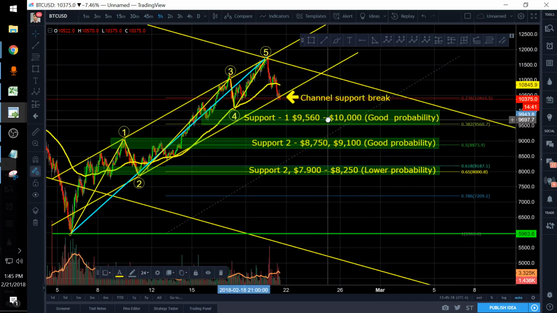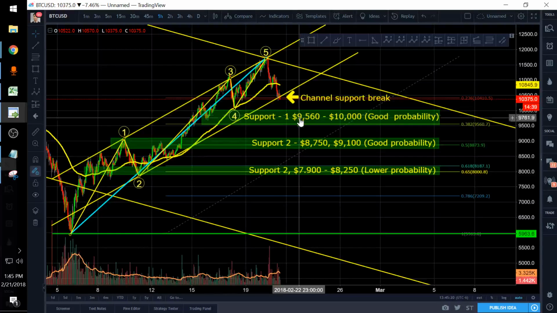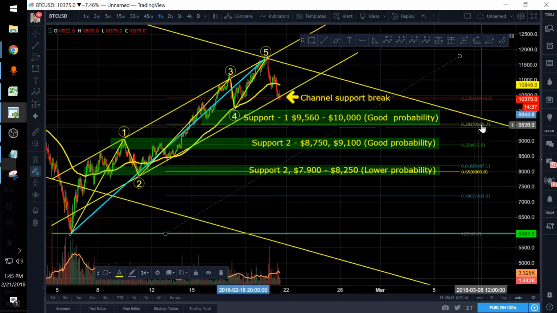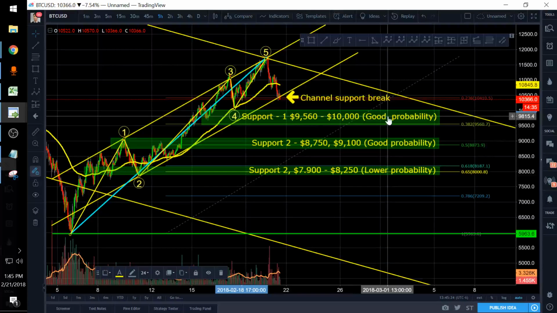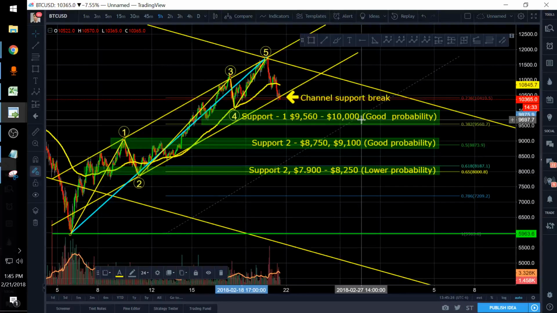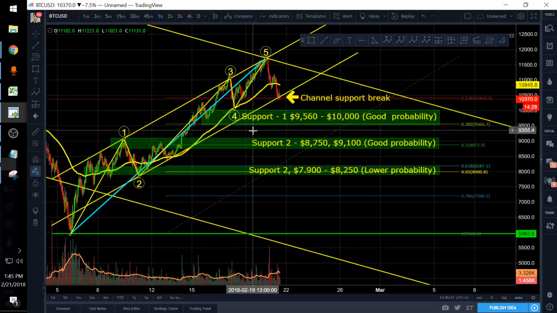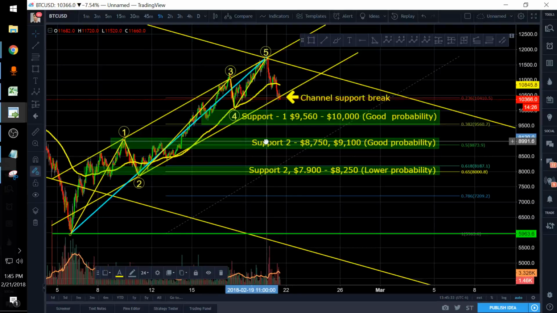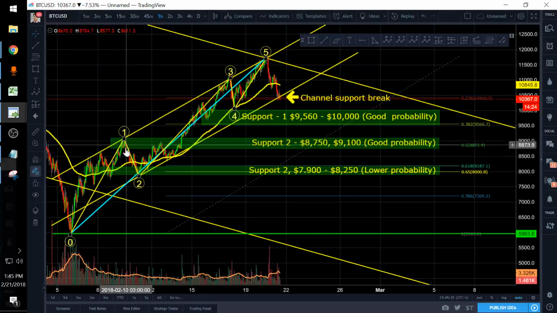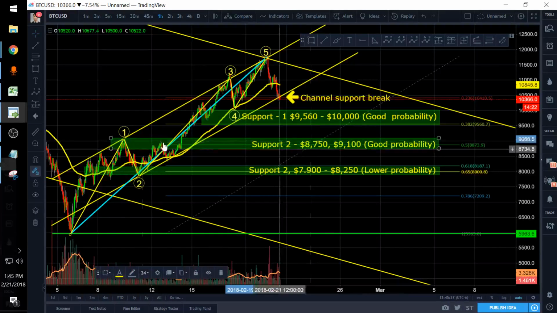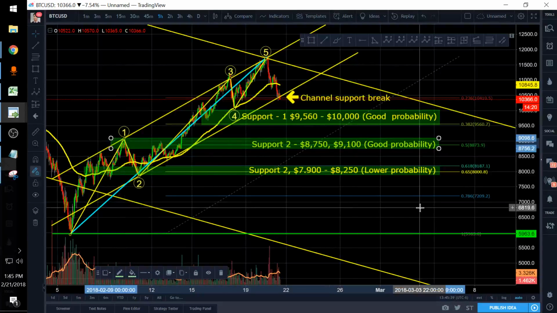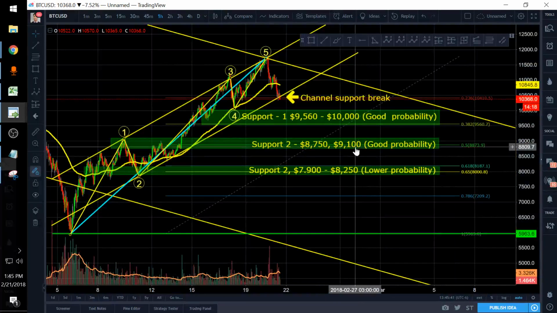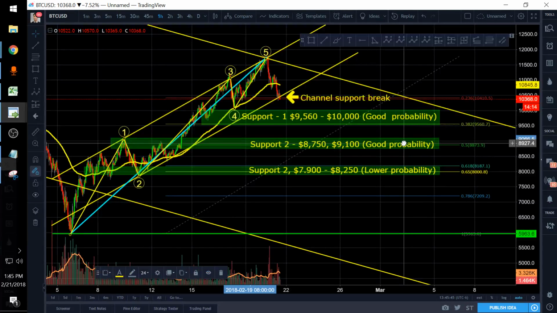So if you guys take a look at support range 1 right there, I'm annotating it between basically the 382 fib level and also the 10K level right here, okay? The 10K level is a good psychological number. And then support range 2 is between these regions there, taking wave 1 territory, which is taking the top end of it, which is around $9,100, right?